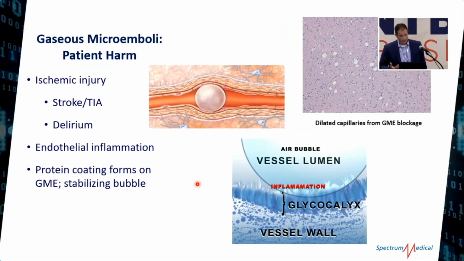Gaseous microemboli by itself can be harmful. It's mostly made up of nitrogen, a nitrogen air bubble that circulates through the circulation. It can cause ischemic injuries by blocking blood flow through blood vessels in the brain, contributing to stroke, transient ischemic attacks, delirium, and neurologic deficit. It also causes inflammation. As it's traveling around in the blood, it can increase inflammation in the blood. And protein coatings can form around the GME, stabilizing the bubble. If it stays in bubble form, that's when it tends to wreak more havoc, contributing to some post-operative neurologic injury.